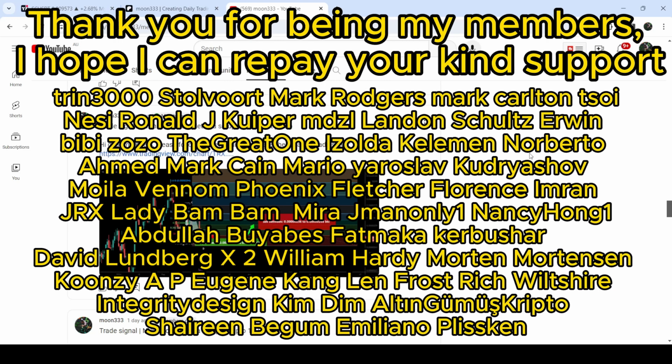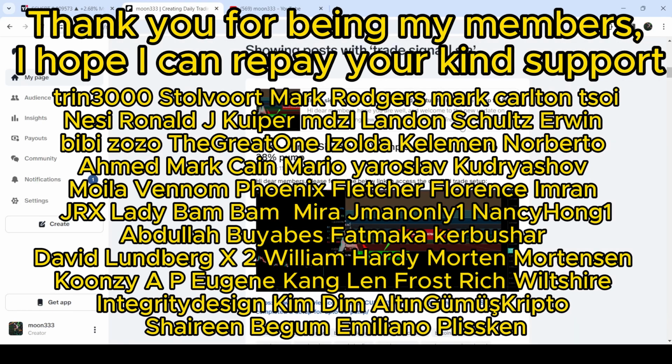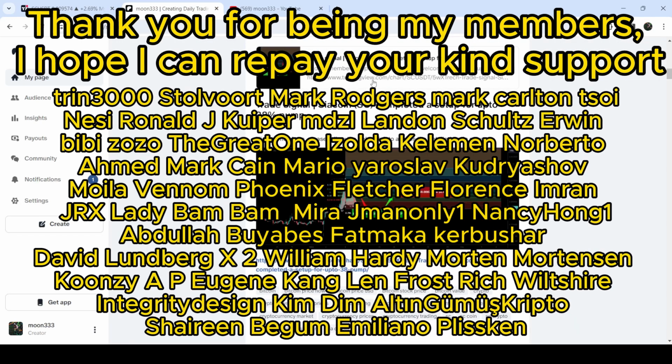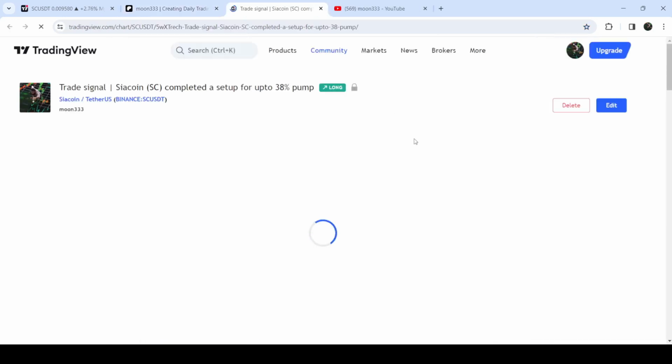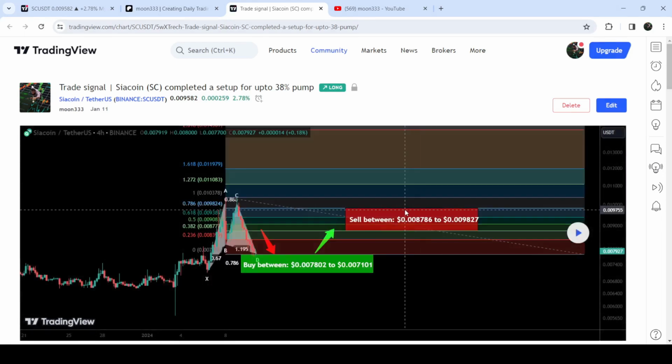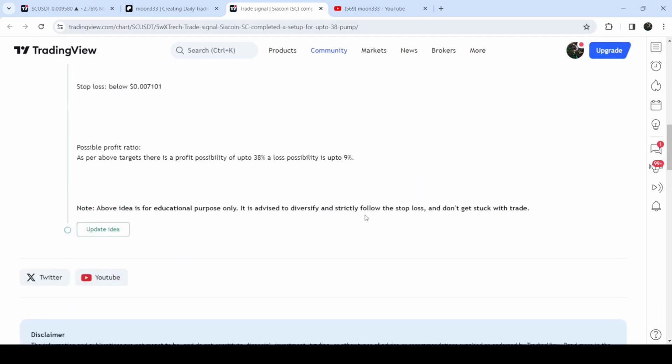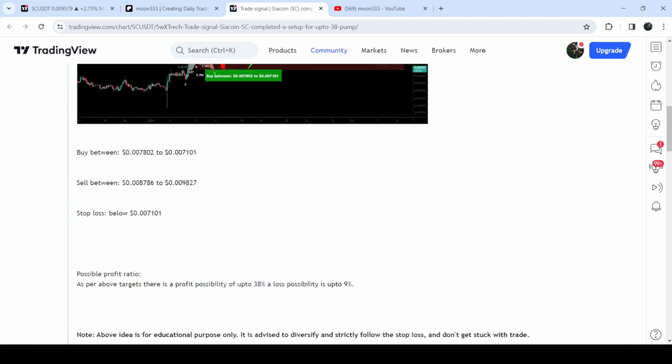Let's start the analysis, and first of all, let me begin with my most recent trade signal for SIA that I shared in the previous month of January, on 11th of January 2024. That was a harmonic bullish reversal setup, a harmonic bullish reversal Gartley pattern that Siacoin formed with US dollar pair on a 4-hour time frame chart. This was the complete trade setup. This was the buying range and the sell target zone, and below $0.0071 was the stop loss, and the buying range was from $0.0078 and goes to $0.0071.